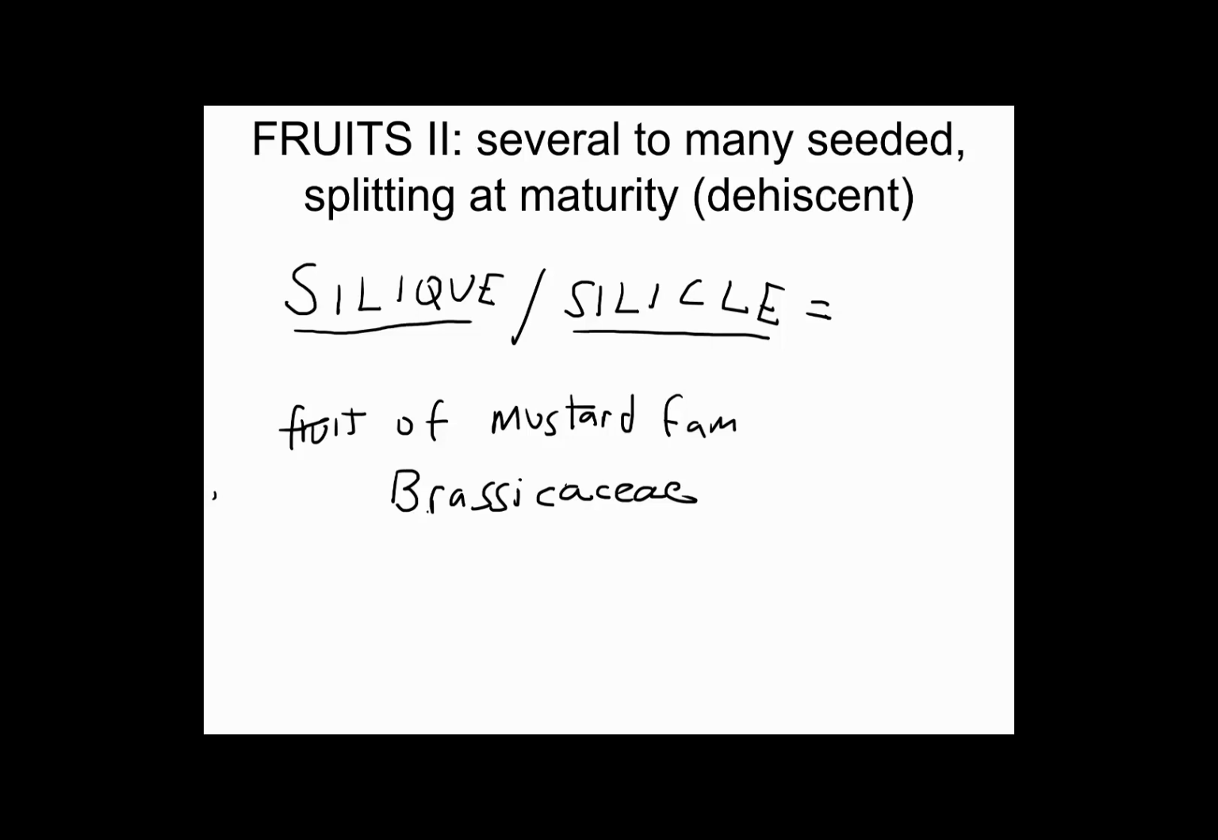And they differ in their shape only. A silique is long and narrow. It's sleek, kind of shaped like a pencil. And the silicle is short. Basically the same sort of thing, but in some plants we have these long, narrow pencil-like ones, and some we have these sort of heart-shaped ones. And those are the differences between the silique and the silicle. They're both modified capsules found only in one family, a really important family, the Brassicaceae.